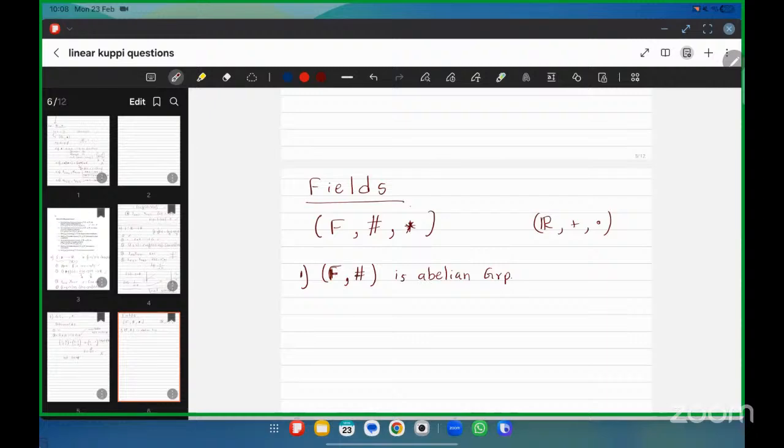So, there are four conditions. This is the first condition, and the second condition is: we are subtracting an element from the set. We are not considering the identity element of the first operation. So without that element, the other elements, when we perform the star operation on them, form an Abelian group.